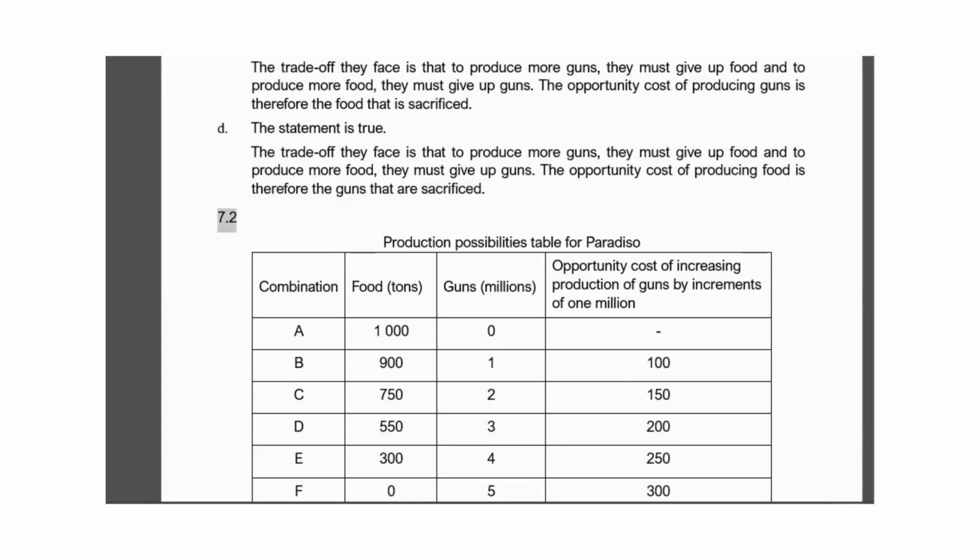7.2 Production possibilities table for Paradiso. Combination. Food, tons. Guns, millions. Opportunity cost of increasing production of guns by increments of 1 million.